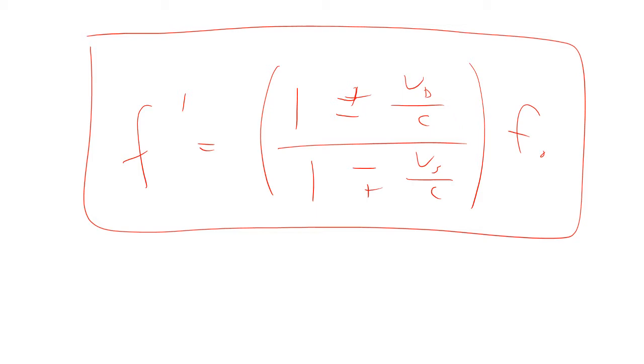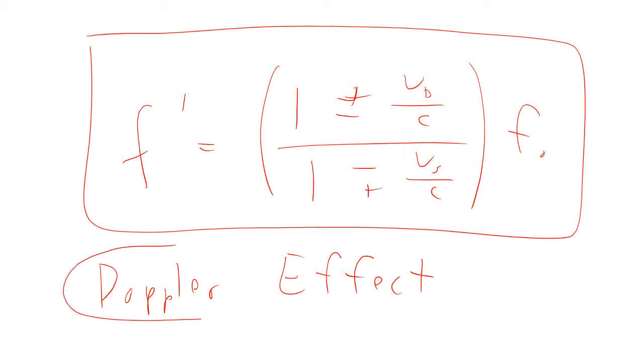This relationship of the change in apparent frequency that you hear due to motion was actually first studied by Christian Doppler, and so we call this the Doppler effect. The Doppler effect holds for any wave. Okay. And so what happens is, if something is moving, you hear the shift as it's moving. If it's coming towards you, it's higher frequency. If it's going away from you, lower frequency.